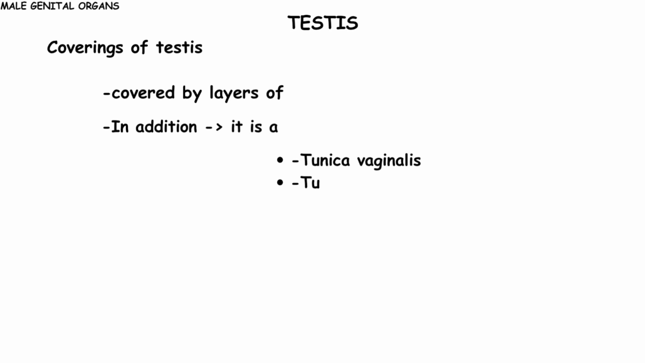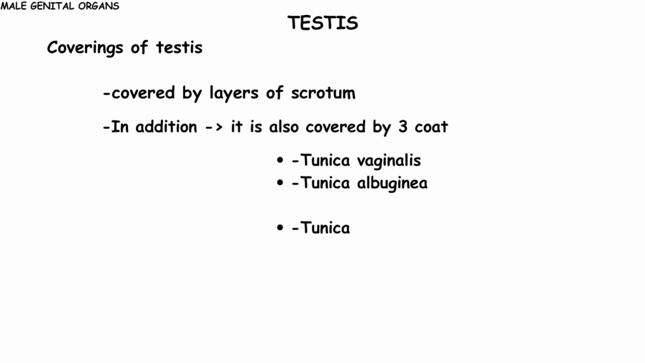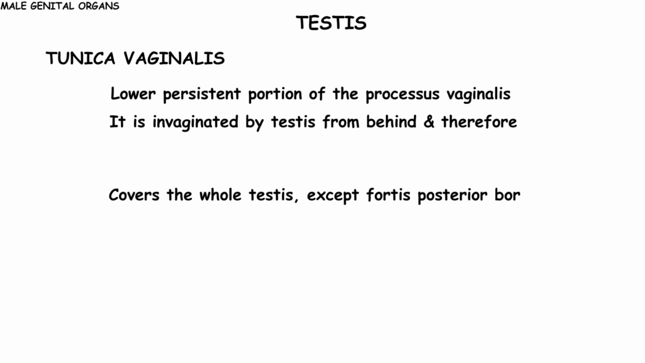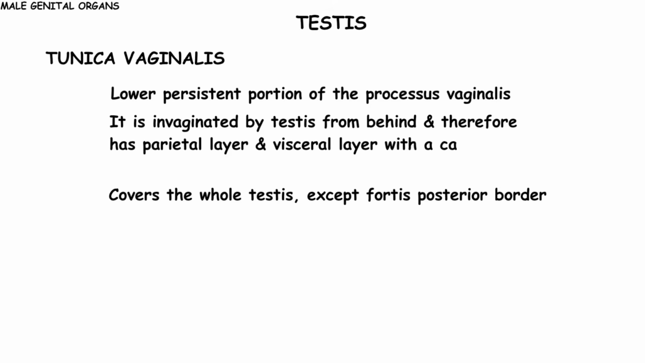Coverings of the testis. The testis is covered by the layers of the scrotum. In addition, it is also covered by three coats: tunica vaginalis, tunica albuginea, and tunica vasculosa. The tunica vaginalis is the first covering of the testis. It consists of the lower persistent portion of the processus vaginalis. It is invaginated by the testis from behind and therefore has a parietal and visceral layer with a cavity in between. It covers the whole testis except for its posterior border.